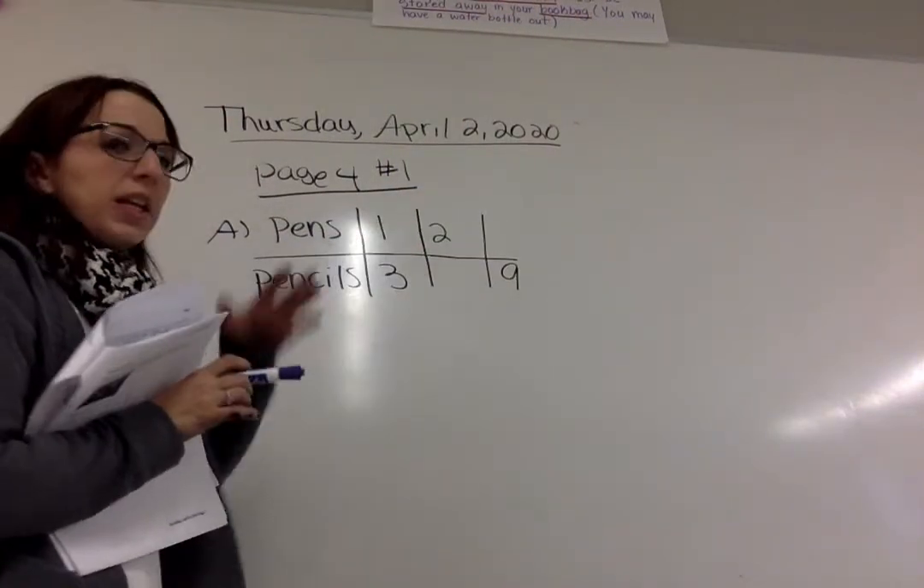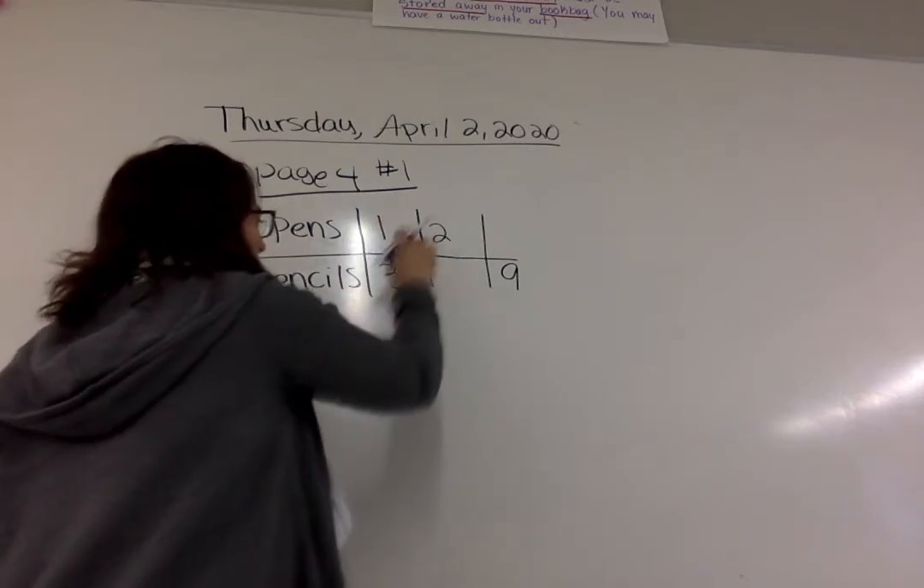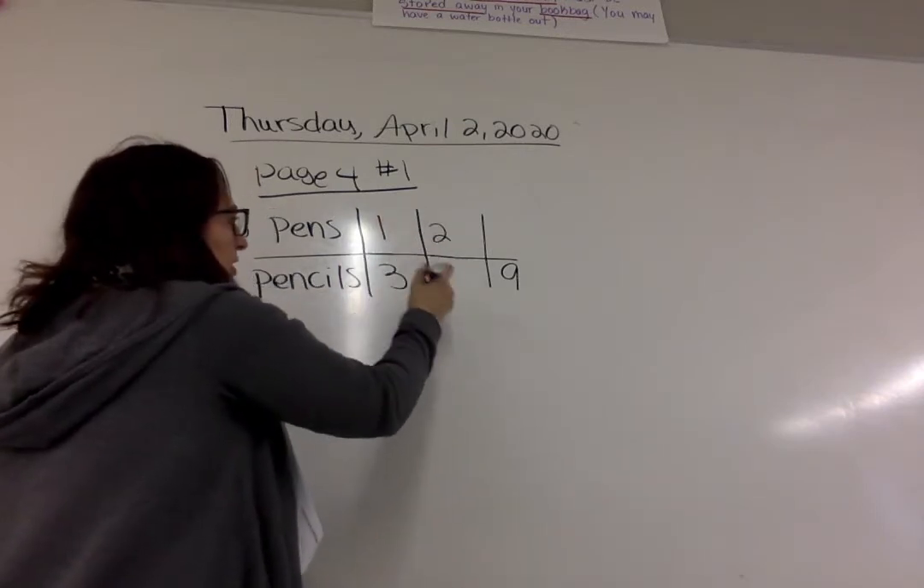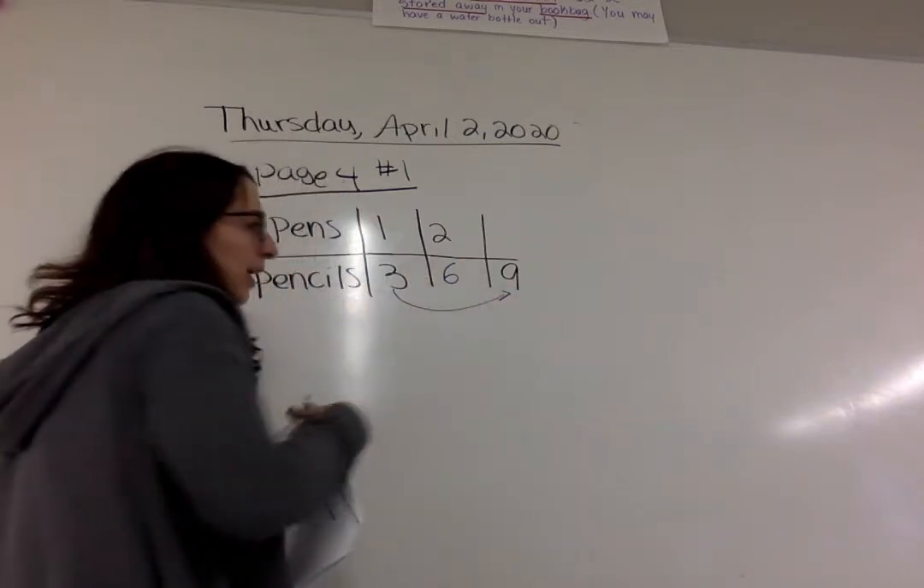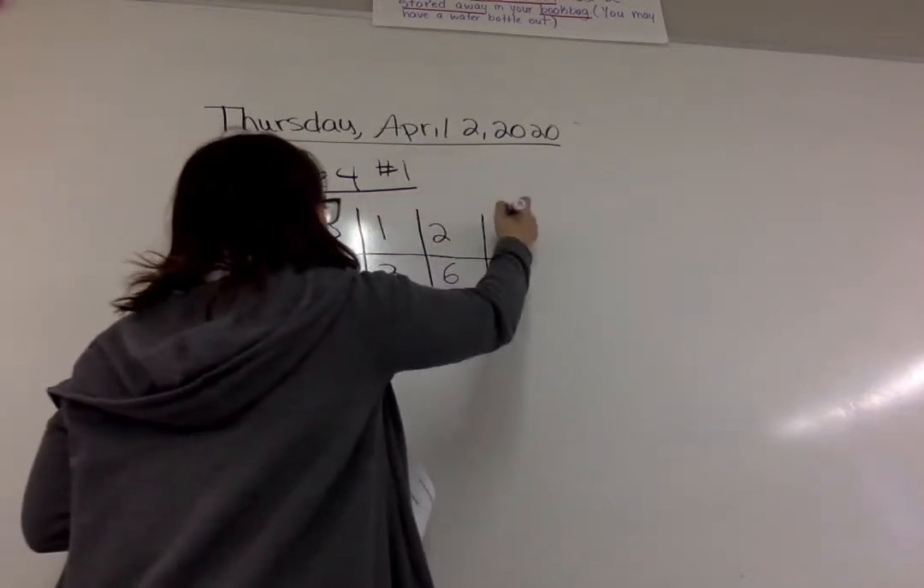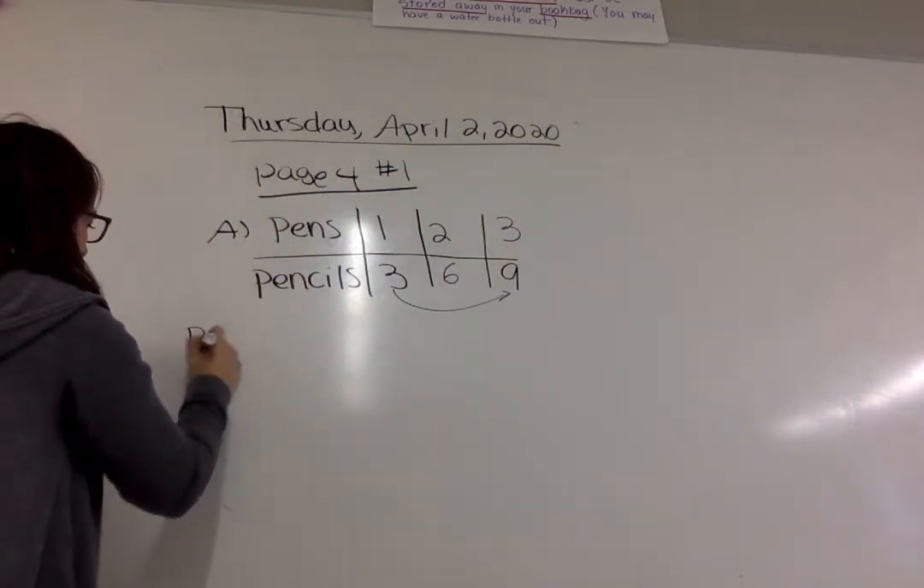1 times what is 2, which is 2. So if I multiply here by 2, I multiply here by 2. 3 times 2 is 6. 3 times what gives me 9? 3. 1 times 3 gives me 3. So that's part A. Let's look at part B now.